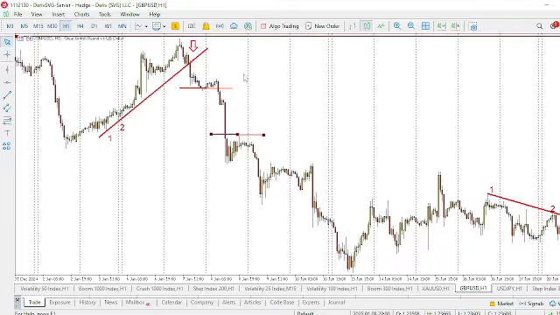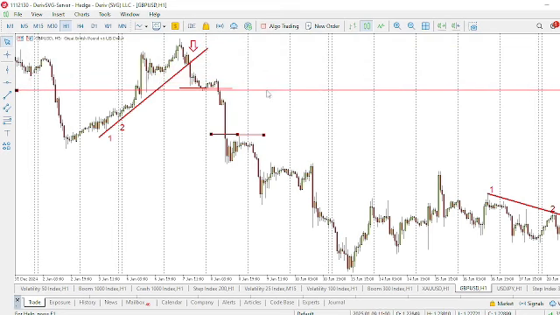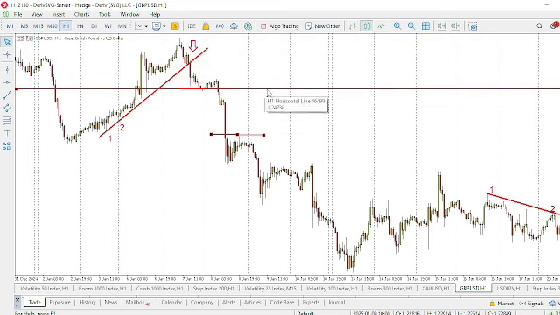Personally, I put it at the last swing, and then as soon as price moves to this side, what do you do? You come to break even. I mean, you shift your stop loss to your entry price. At that point, you will not lose any. You are not losing your capital anymore. You have come to break even.